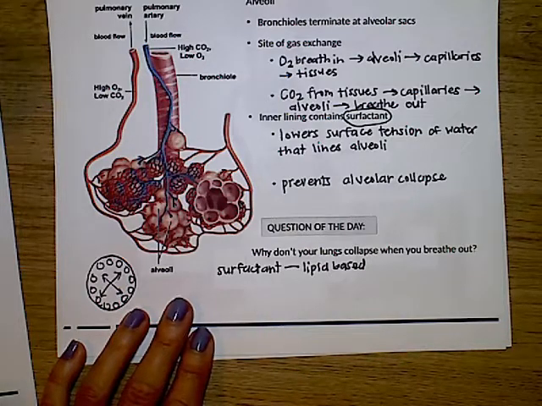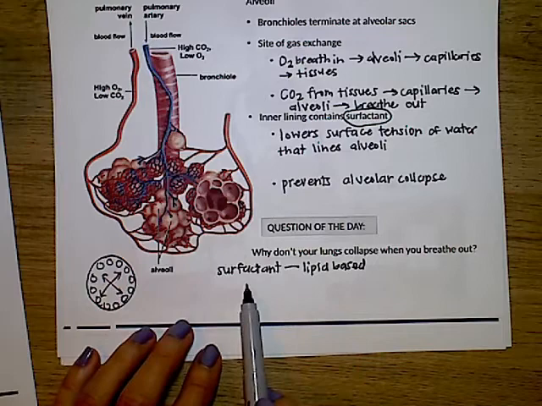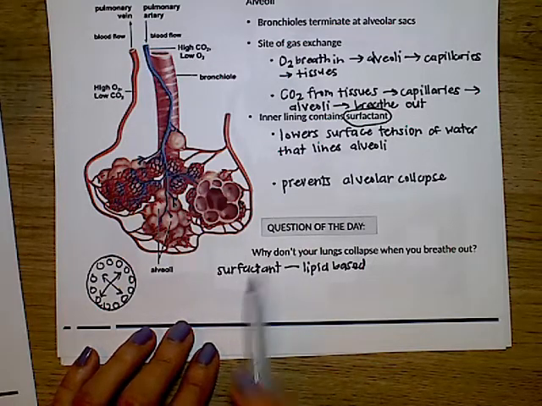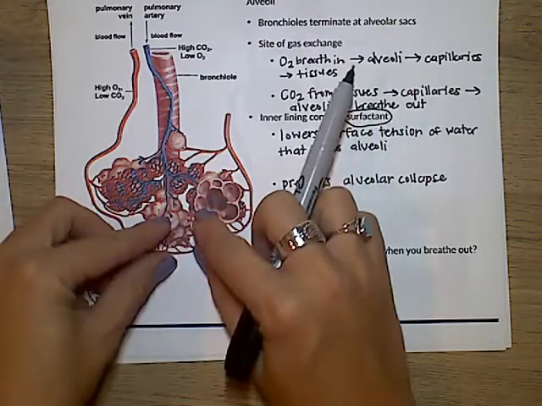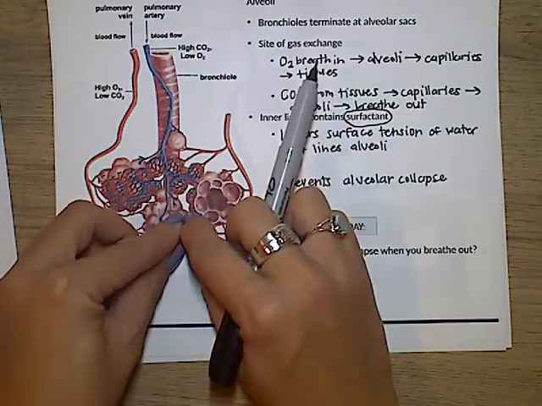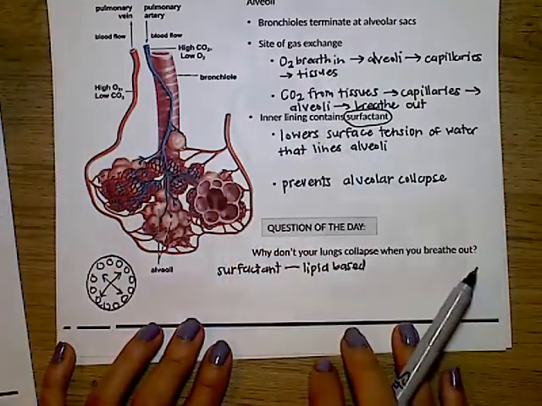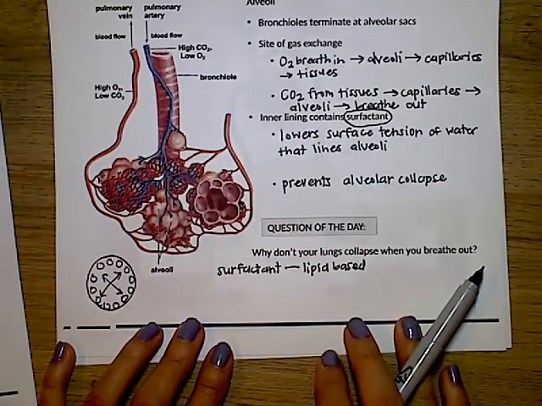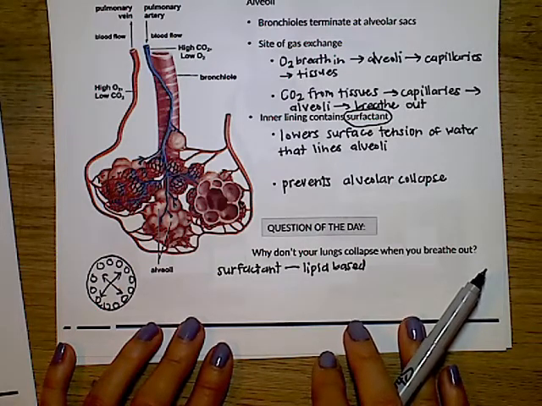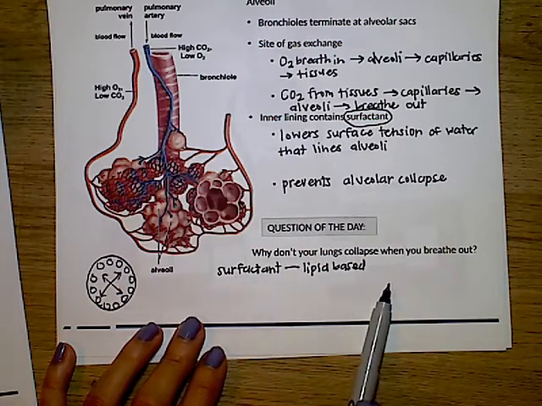If a baby is premature, that's why they're often on a ventilator, because they haven't produced this surfactant. And so in their alveoli, the water molecules want to attract to each other and their lungs will collapse without the pressure from the ventilator. And I don't know if it's gaseous surfactant or what they're putting in there. But yes, surfactant is lipid-based.